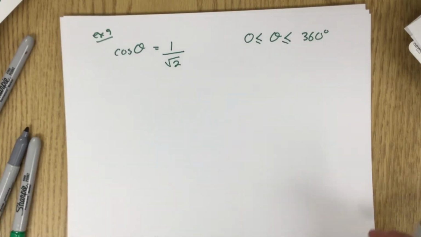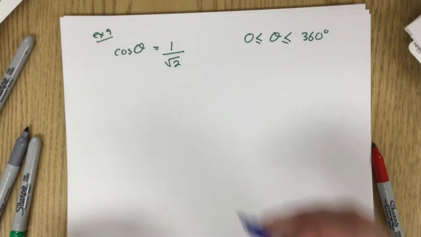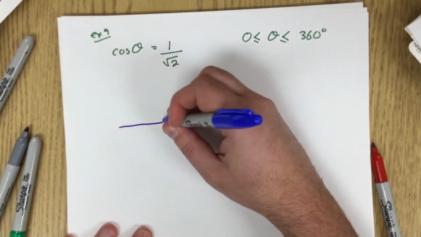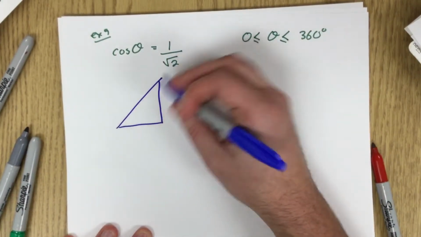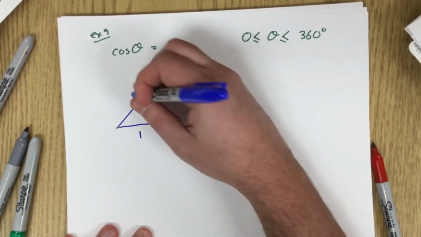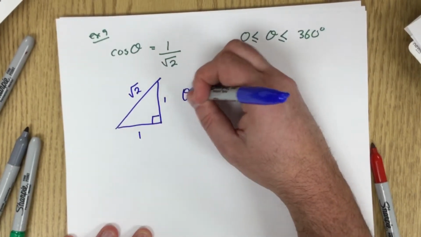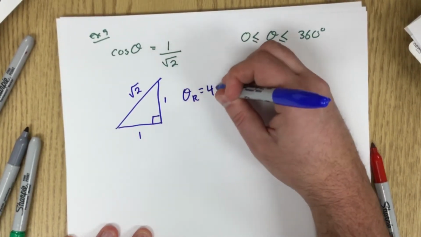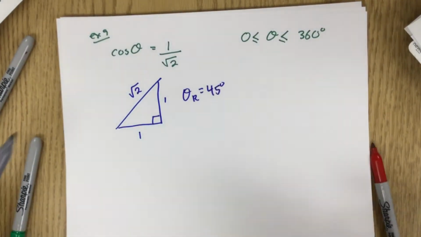Okay, example 9. Cos of theta is 1 over root 2. Pretty much the same stuff. This one, though, we have a root 2, so it's going to be a different special triangle. This one is going to be the 1, 1, root 2, which means that our related acute angle is going to be 45 degrees.